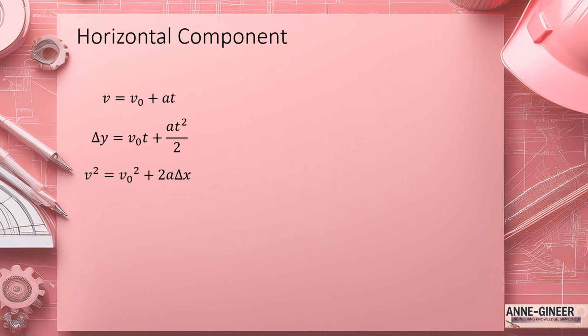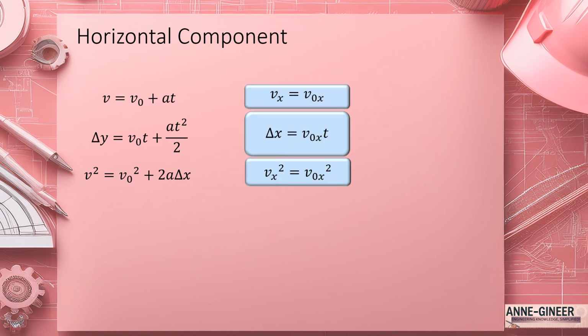For the horizontal components, during the horizontal motion of a projectile, the velocity is constant. When the velocity is constant, the acceleration is 0. So here, we just have to remove the parts where acceleration is involved. The final formula for the horizontal components in the projectile is this one.